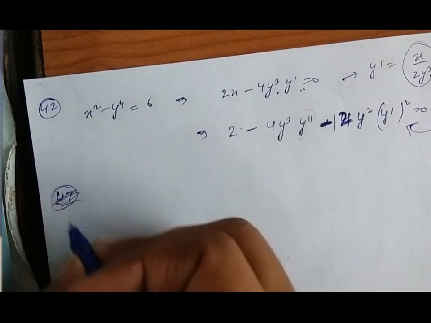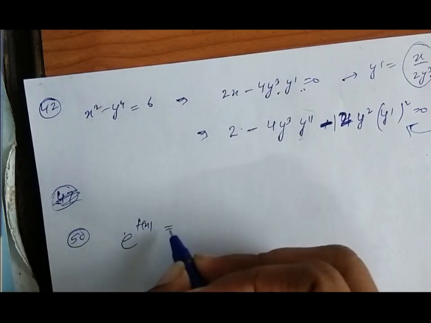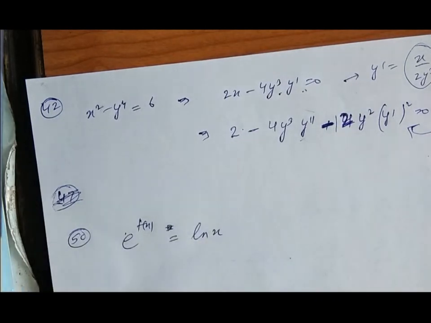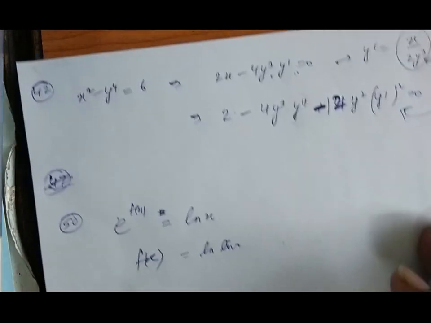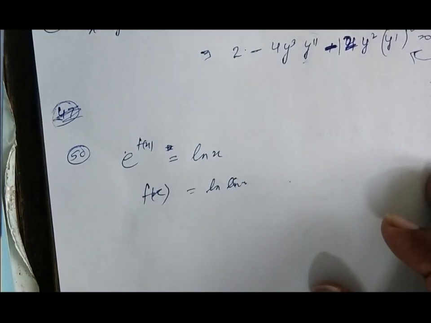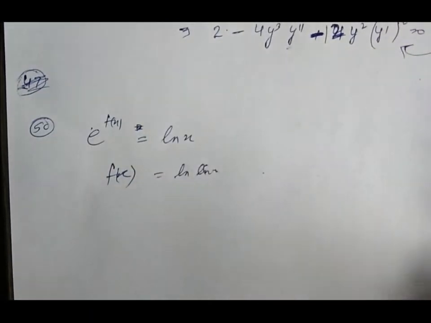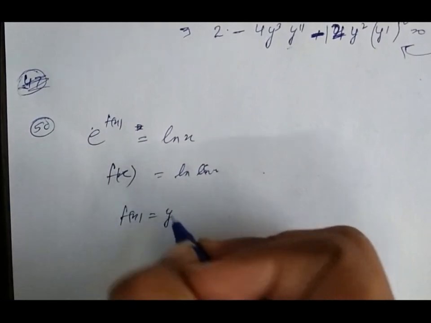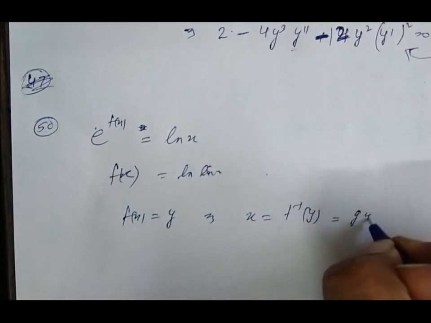So we are given e power f(x) is equal to ln x. Okay, so f(x) will be equal to ln of ln x, and g(x) is the inverse of f(x), then g dash x is equal to. So we also know that f(x) is equal to y, or x is f inverse y is equal to g of y.